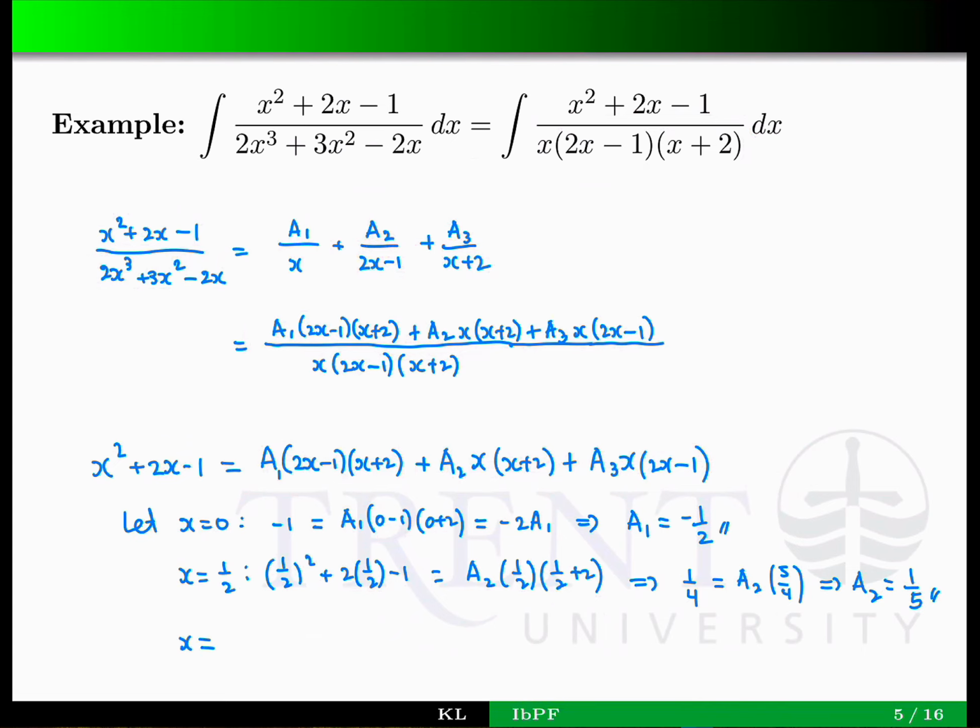Finally, to solve for the other one, a3, we can let x equal negative 2. So the first one, we let x equal 0 because x is a factor. Second one, we let x equal 1/2 because 2x minus 1 is a factor. Third one, we will let x equal -2 because x plus 2 is a factor.